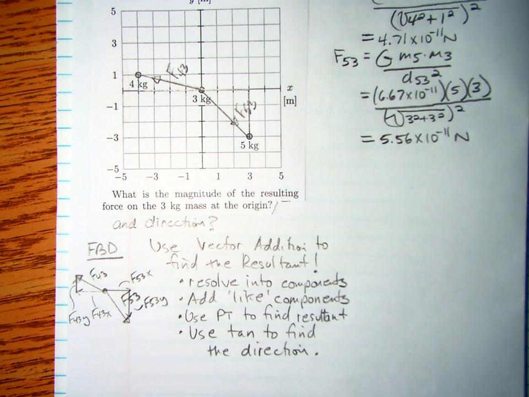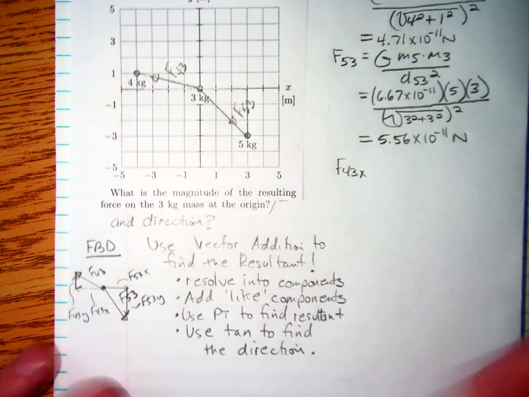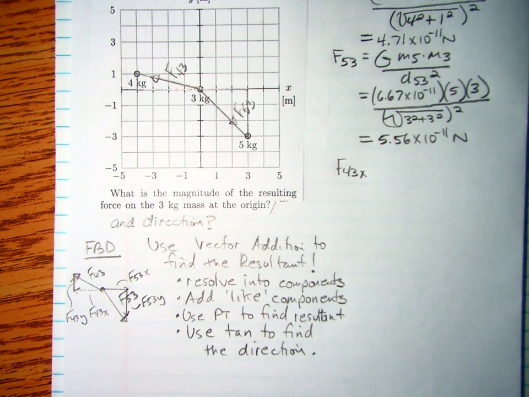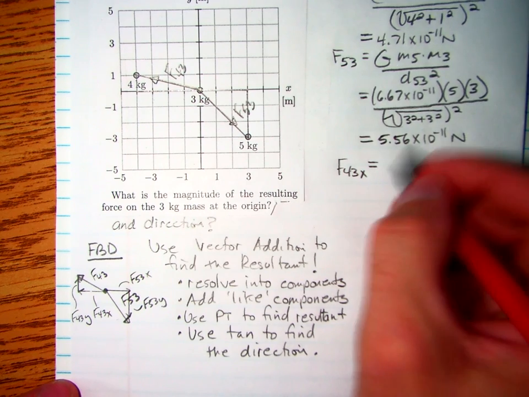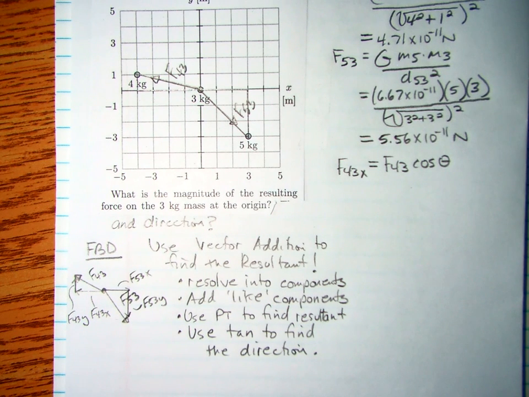So we need to find or resolve the vectors into their components. So here is the first one, F43x. Okay? So F43x, we found that F43x is F43 times the cosine of the angle. Now that angle is measured from the positive x-axis counterclockwise. And we don't have it. We don't know the angle. We could measure it on this diagram, but I don't know how precise it would be. I would choose not to do that. Because we have the coordinates of the vector, so we don't really need the angle.